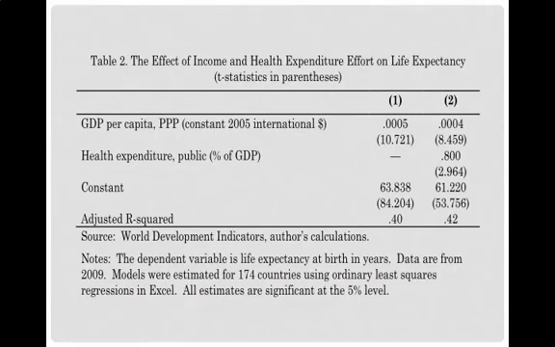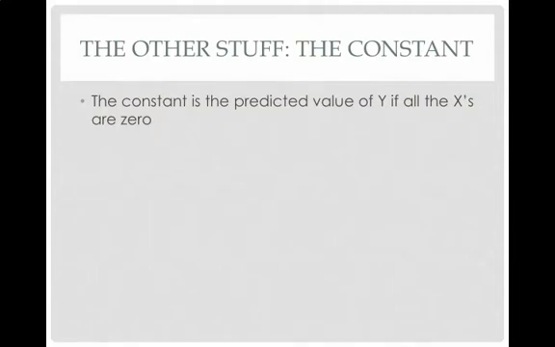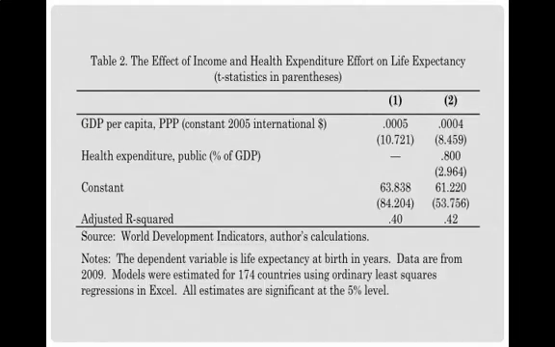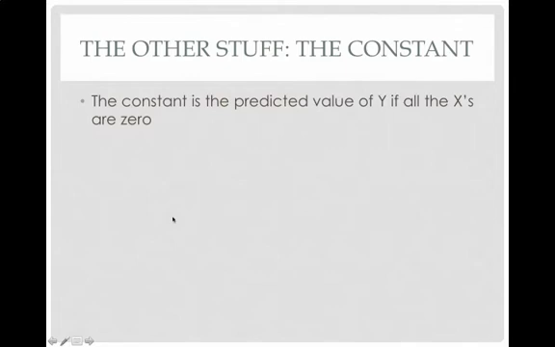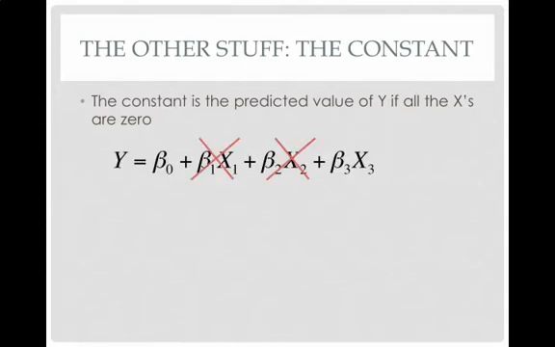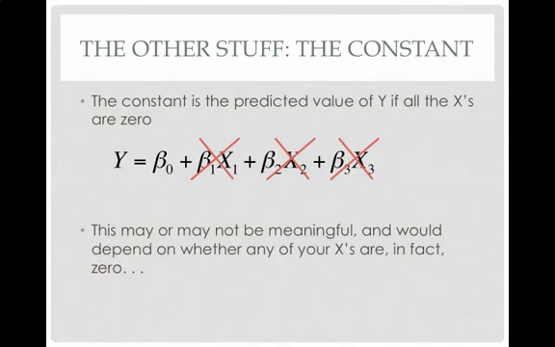Okay, so the other stuff in the table, let's see what we have. We have a constant reported. We also have an adjusted r-squared. So what is the constant? Remember, the constant is the intercept. So that means you get the value of y if all the x's are 0. If the x's were 0, those terms aren't there, and y is just going to be the intercept. And this may or may not be meaningful, and that would depend on whether any of your x's are in fact 0.